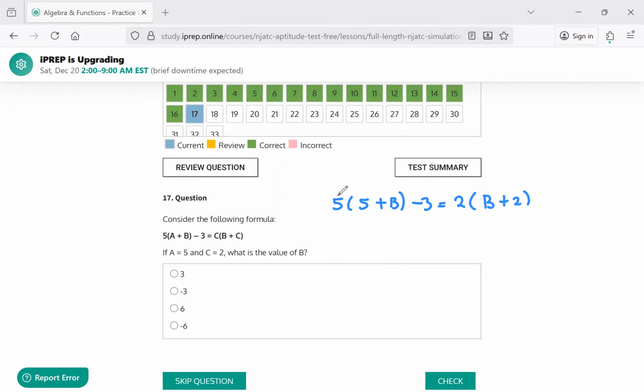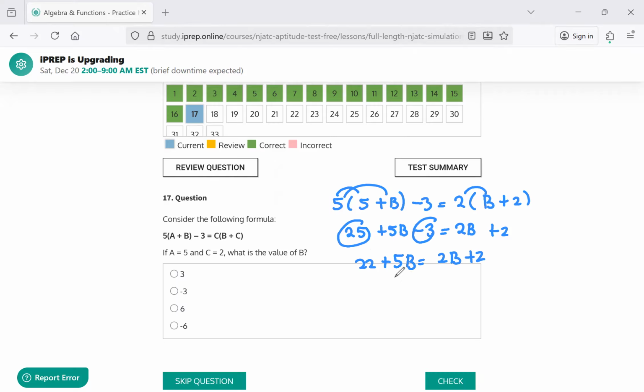So on the left side, what I would do is FOIL this out. So 5 times 5 is 25. 5 times B is 5B minus 3. And over here, I'm going to FOIL this out. This is going to be 2B plus 2. On the left side, you can combine like terms. You can collect 25 and minus 3, which is 22 plus 5b. And then on the right, it's 2b plus 2. Go ahead and solve for b.